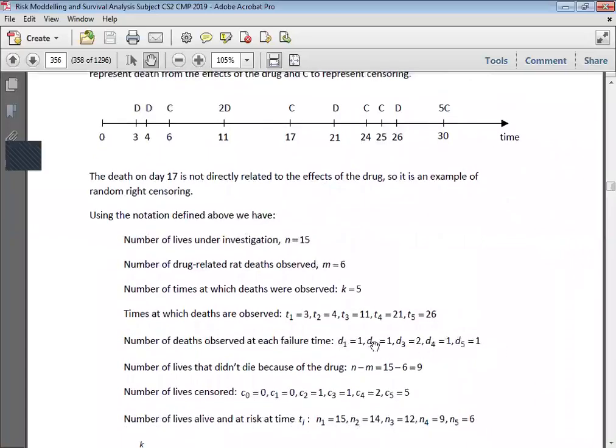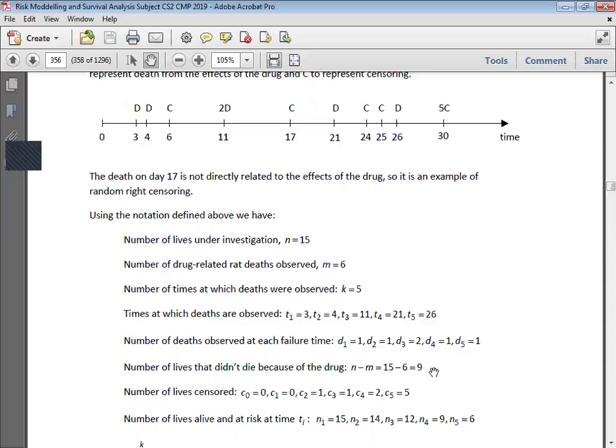So now if you add up all of these Ds, you expect to get this m, right? Because this is the number of deaths observed at each failure time. And if you sum them up, you get the 6 here. And then you also care about the number of lives that didn't die because of the drug. So in all, that will just be n minus the number of lives that died because of the drug.